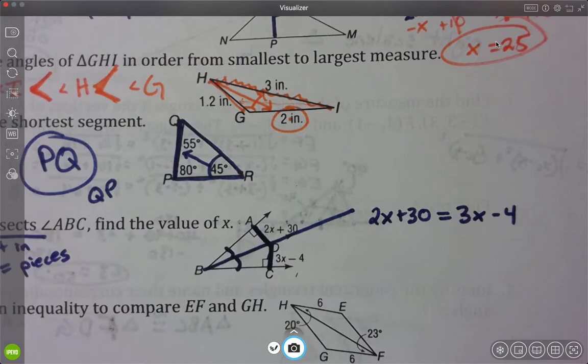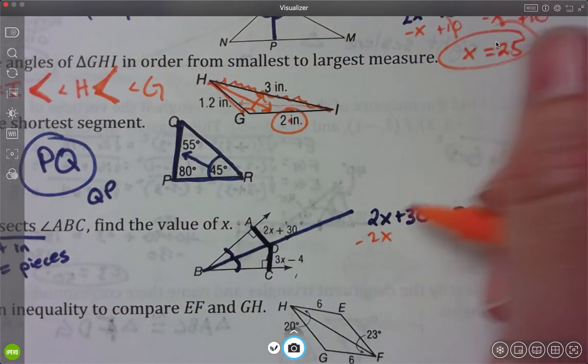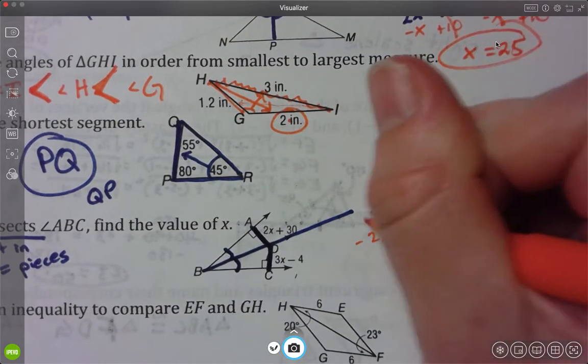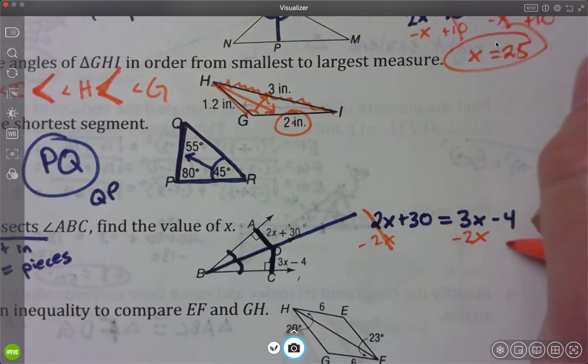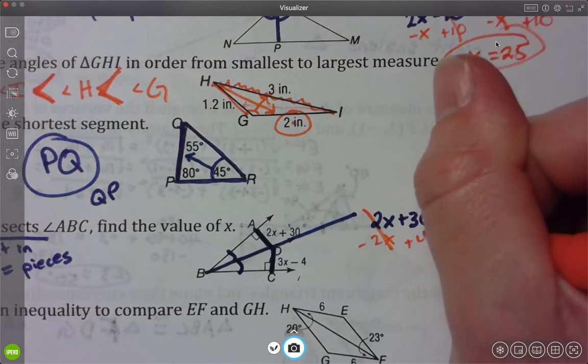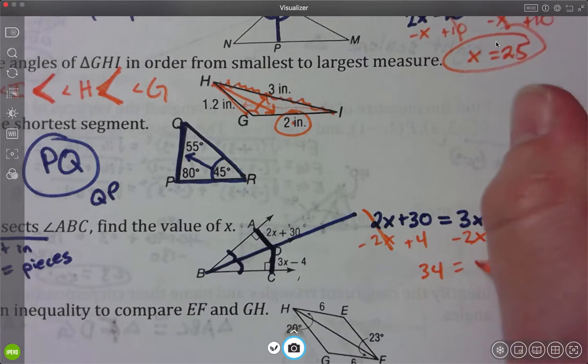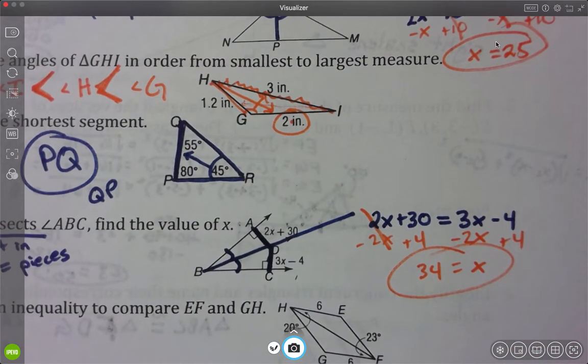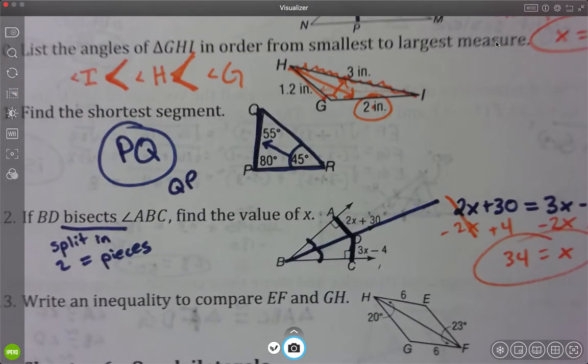Okay, and then I just combine like terms. So I'm going to subtract the 2x over. I'm going to add the 4. So 34 equals x. And find the value of x, and that's all I had to do. Okay, no plugging back in. All right, so x is 34.